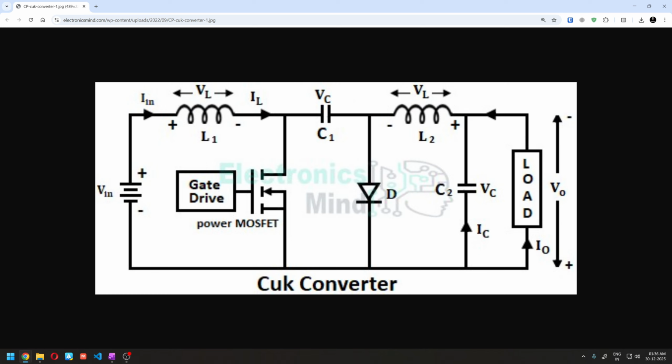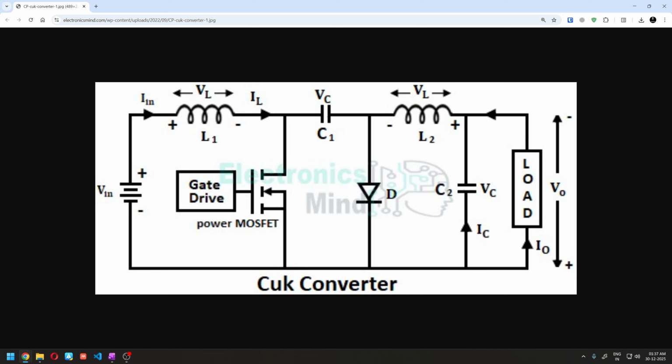one. So the grounds are common, not isolated. It's along the same lines of the three standard DC-DC converters which we know: the buck, the boost, and the buck-boost. But this is the Cuk converter, as you can see on the screen.